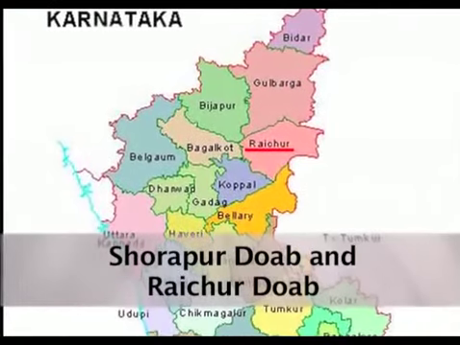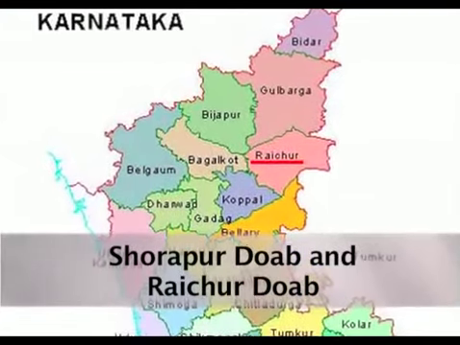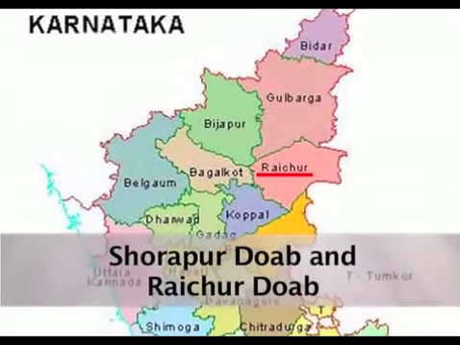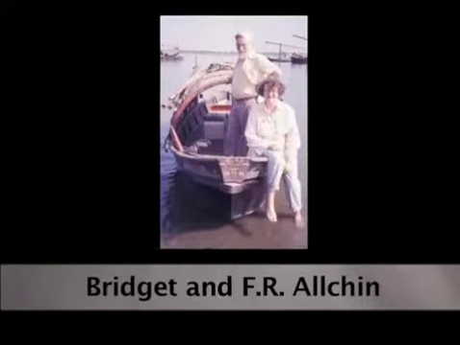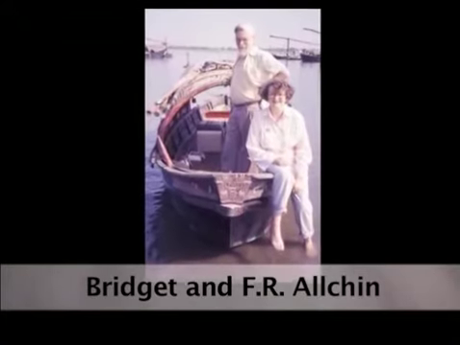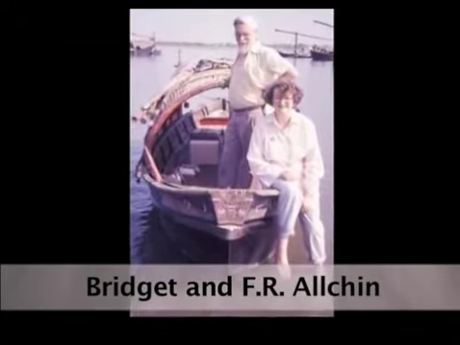The core region of the southern Neolithic culture is basically Shorapur Doab, Raichur, and some of these main regions. Now, Bridget Allchin and F.R. Allchin, who have worked substantially on the southern Neolithic, classify it according to changes in technology, particularly pottery production, and also according to the importance of trade imports in a Neolithic culture.